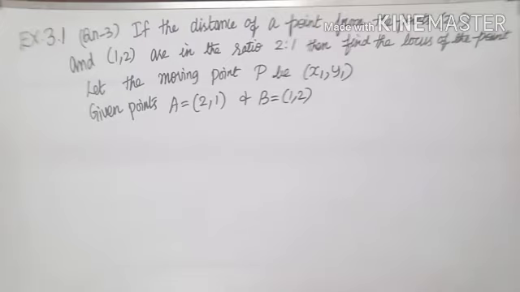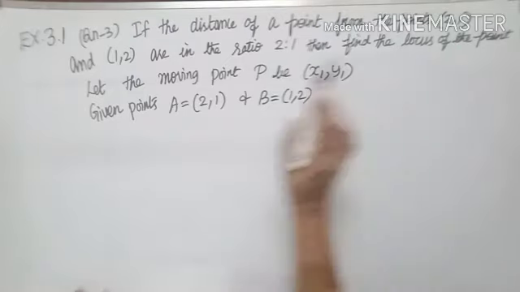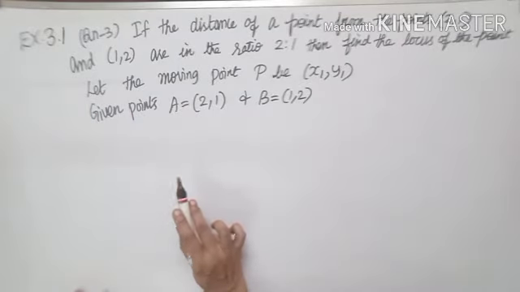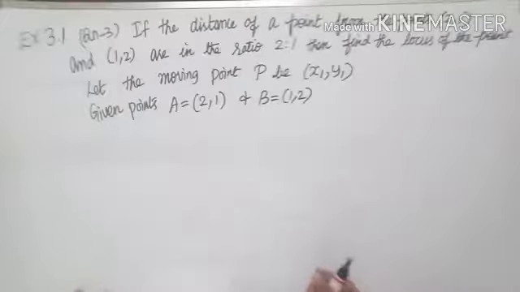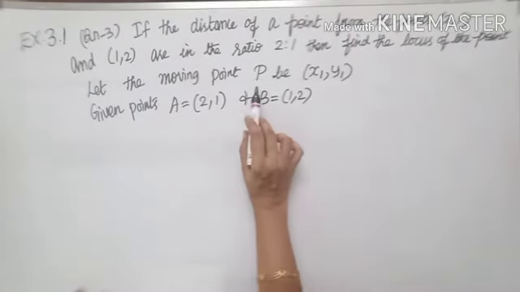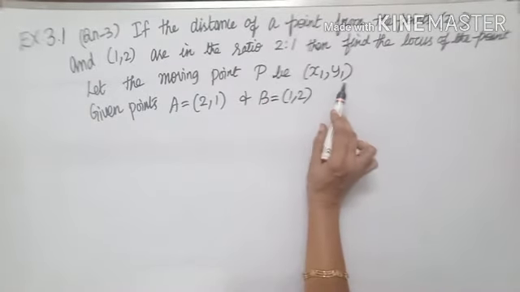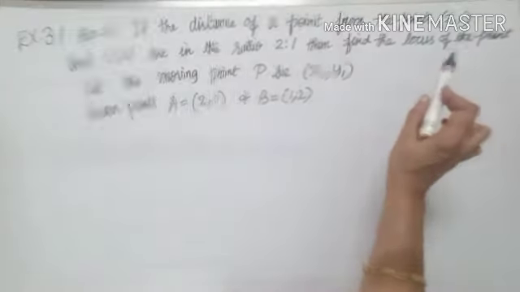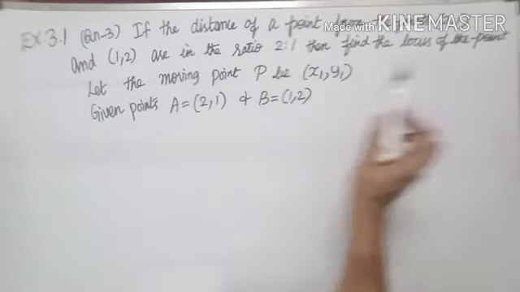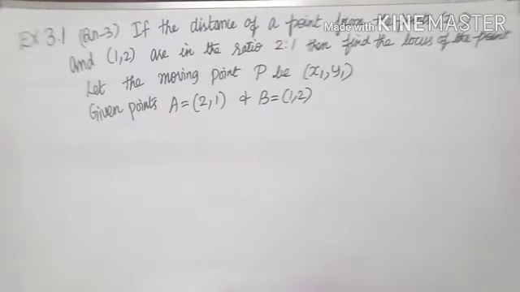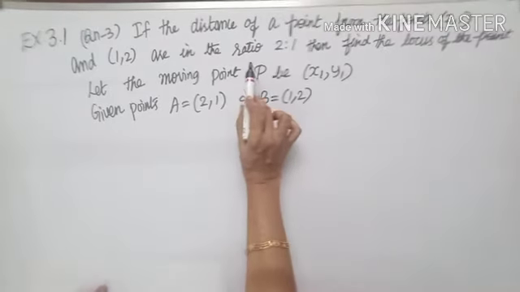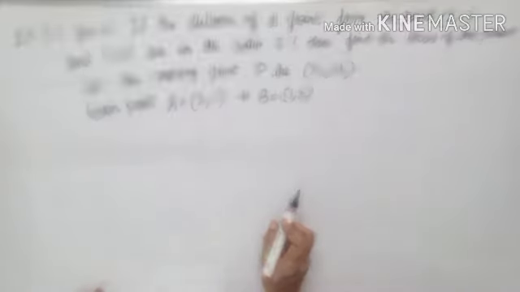Question number 3. If the distance of the point from the points (2, 1) and (1, 2) are in the ratio 2:1, find the locus. Take the moving point P as (x1, y1). The given points, call them A and B: capital A (2, 1) and capital B (1, 2). They are in the ratio 2:1.